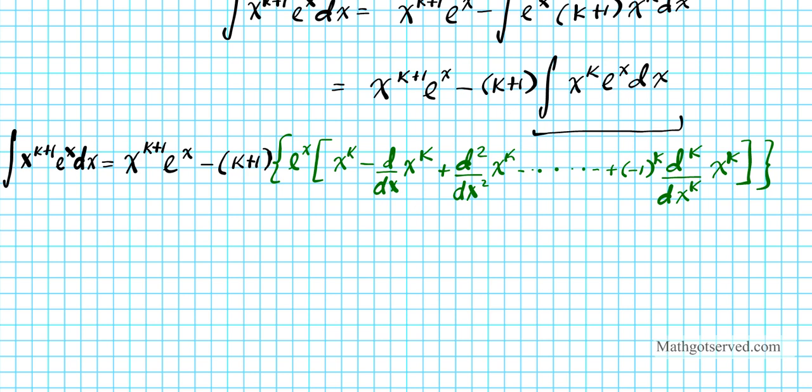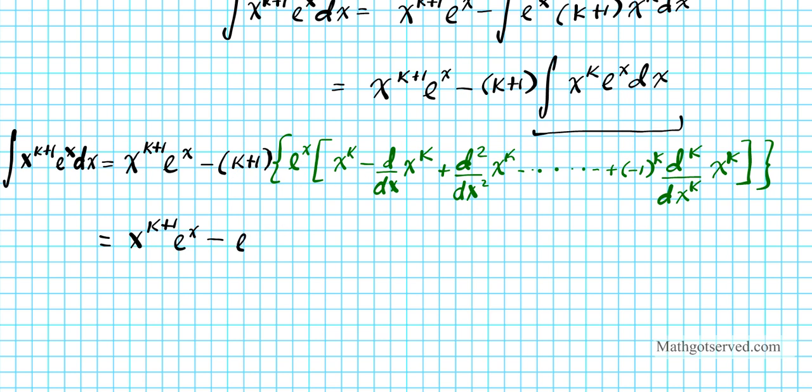So we're going to leave this alone. This will be x to the k plus 1 e to the x minus, now what I'm going to do is distribute. You see this e to the x is already factored out, let's leave it out. I'm going to distribute k plus 1 to everything in here.